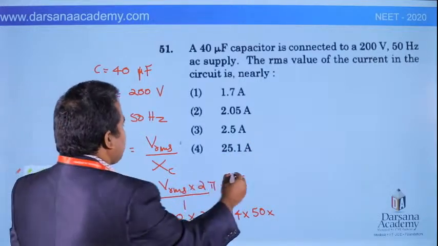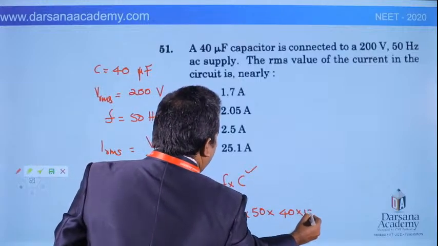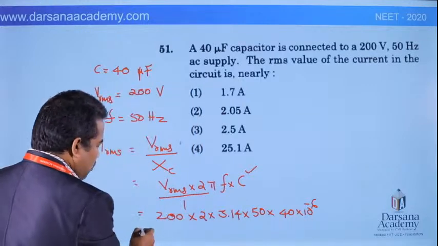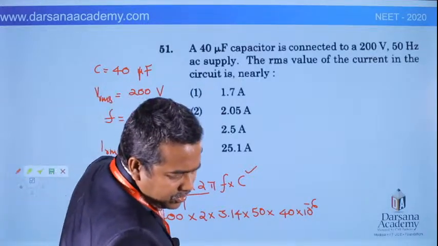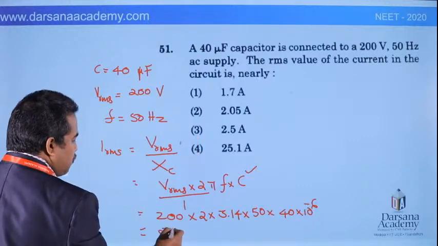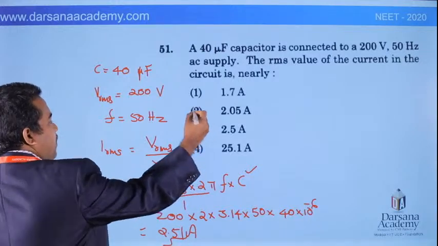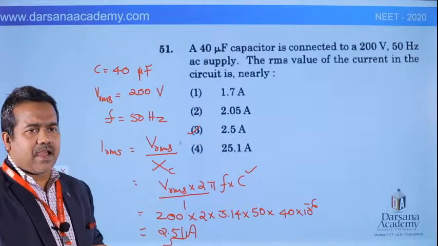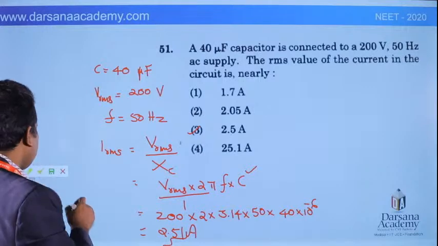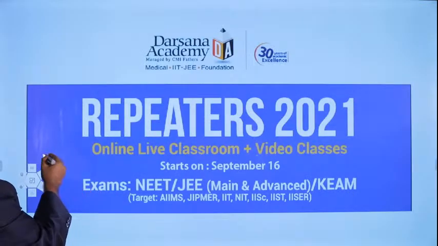So we need to give the value of C as 40 into 10 to the power of minus 6. On calculating, you get the value as the third choice, 2.5 ampere, 2.51 ampere. So 3 is the answer. A simple question from AC. So now we can move on to the next question.